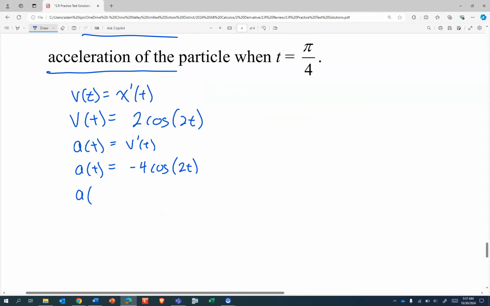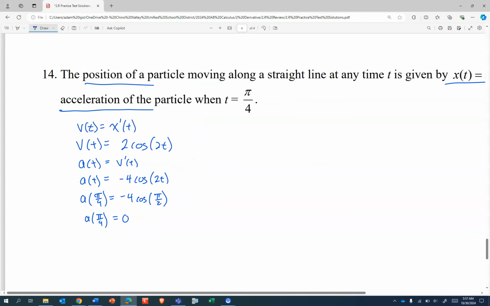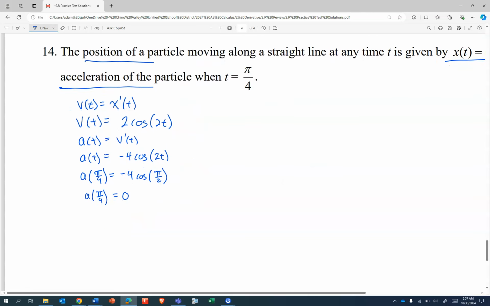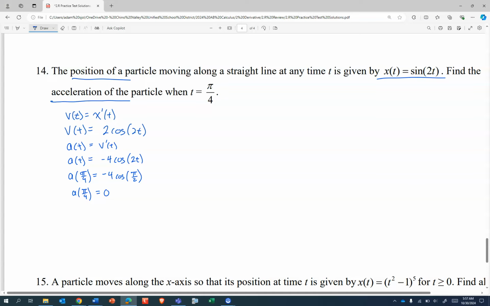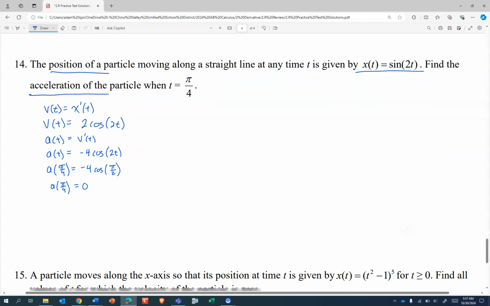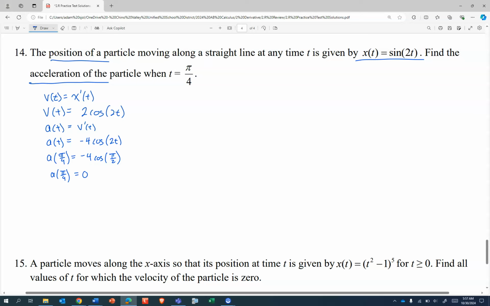So a of, is it pi fourths? Is negative 4 cosine of pi halves. And cosine of pi halves is 0. I don't know if it matters how things are graded. If you simply wrote the acceleration is 0 without any supporting work, you're pretty much getting no points. You need to show kind of everything. This question is implying you need to find velocity and acceleration, and you need to show those derivatives.